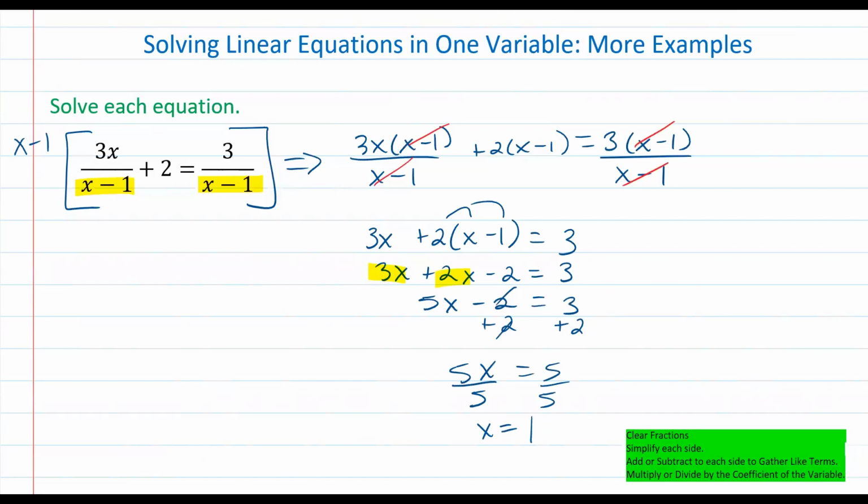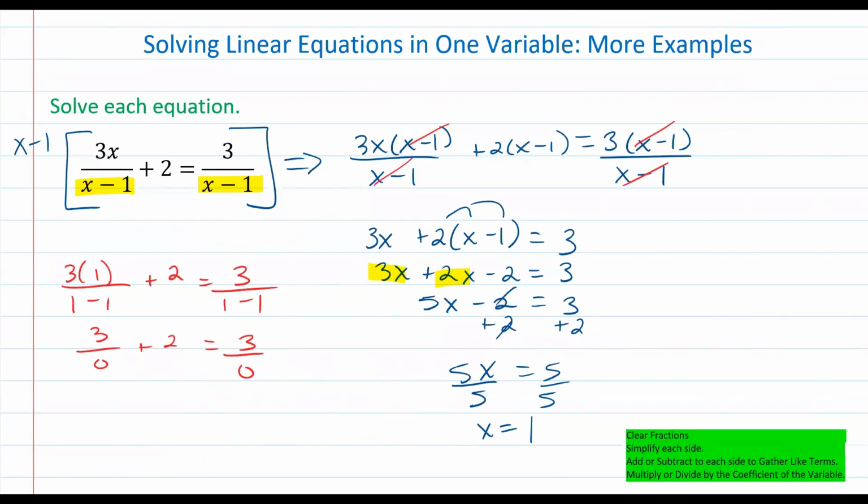Now anytime you have a variable that is in your denominator, you should always check your solution. So we have a value of x equals 1 as our solution. We should really go back and put that x equals 1 back into the original equation. So what we see is that 3 times 1 over 1 minus 1 plus 2 is equal to 3 over 1 minus 1. And simplifying, we have 3 over 0 plus 2 is equal to 3 over 0.